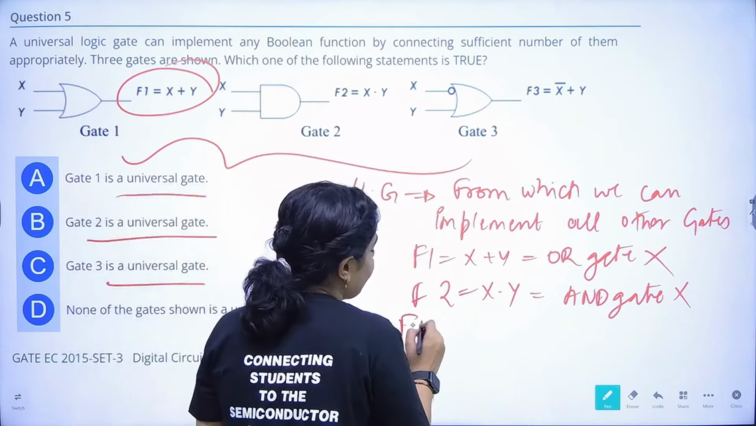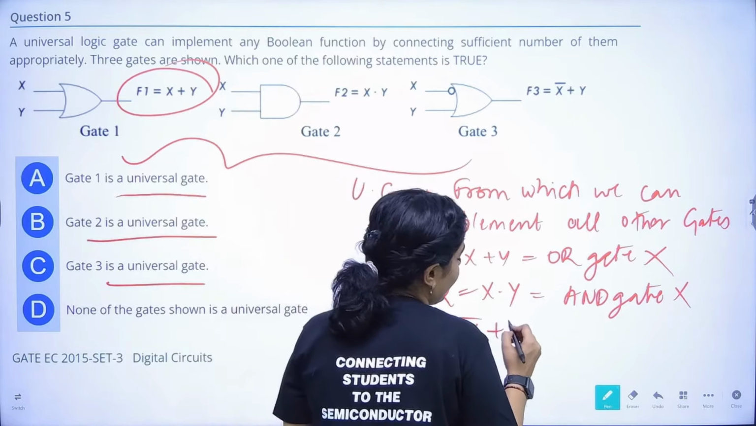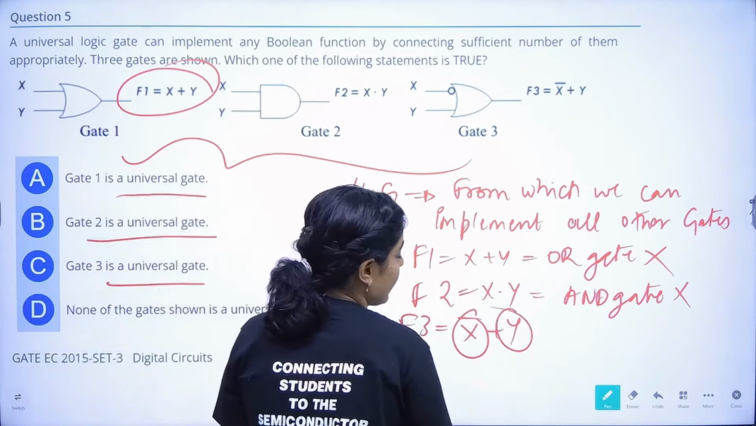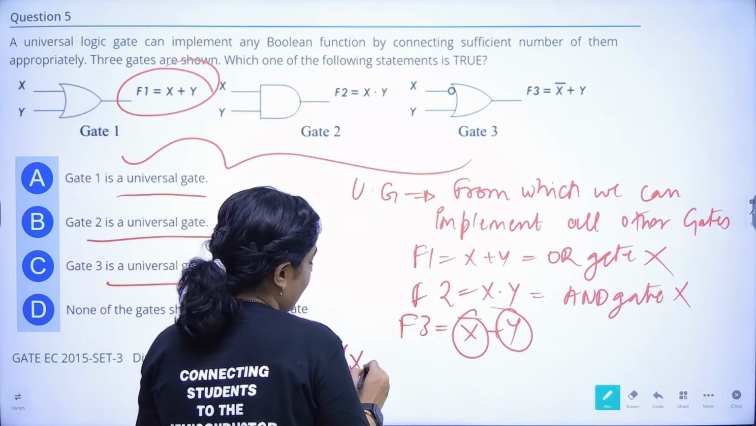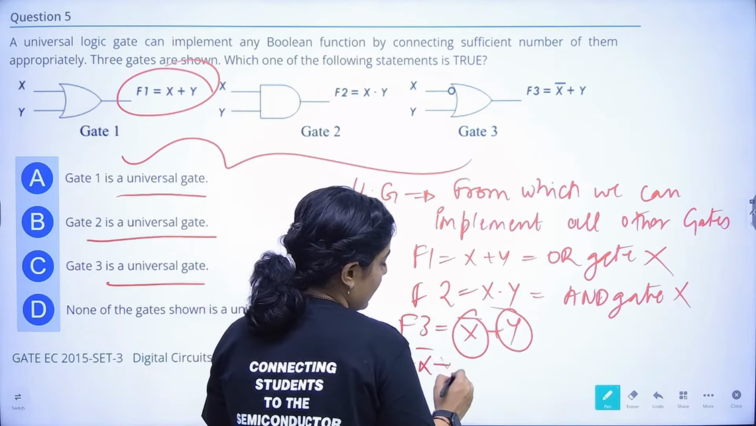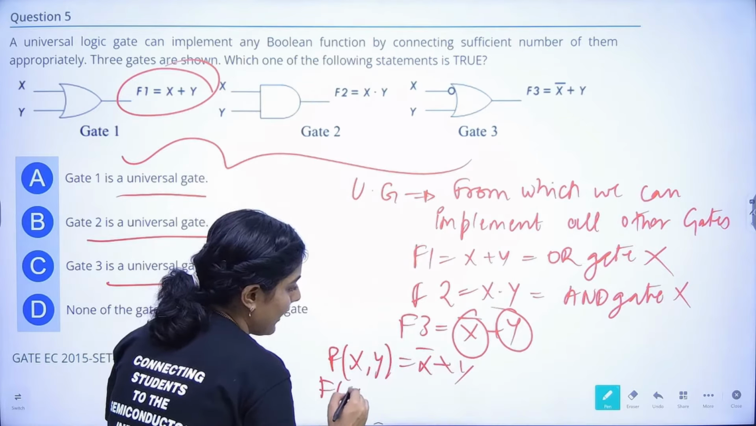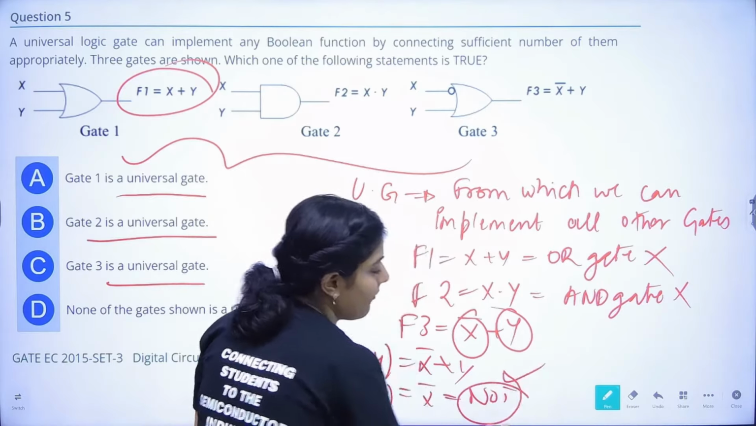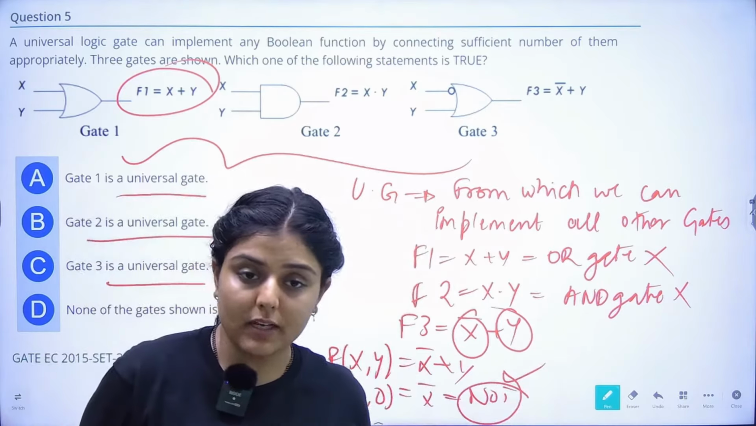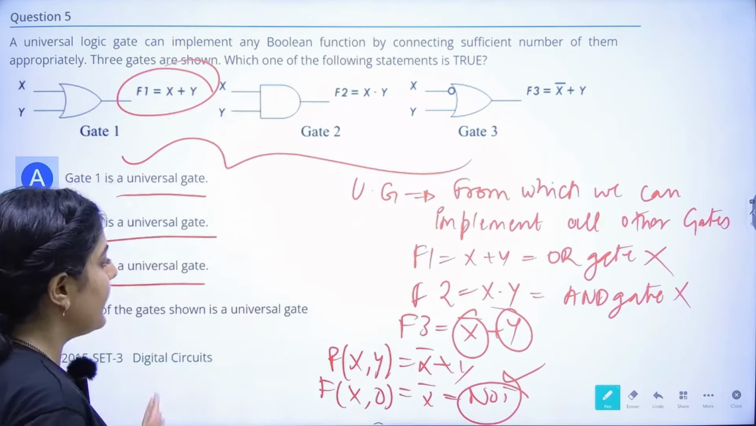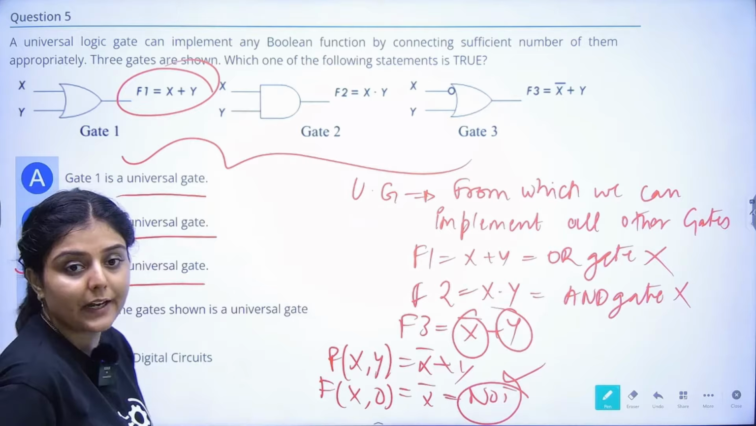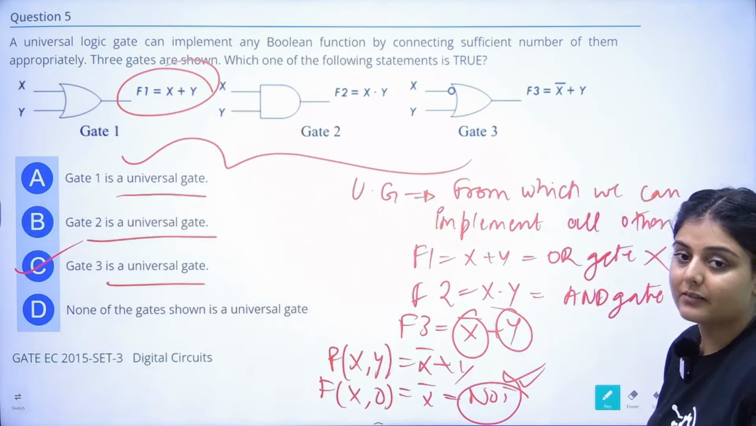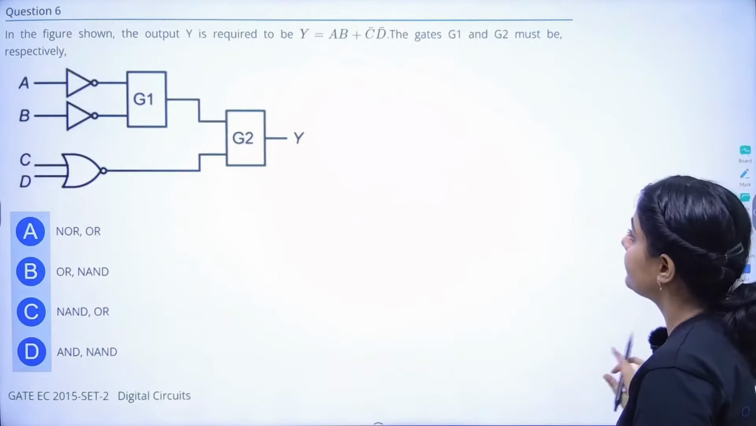F3 is similar to what we solved in the previous question. Now from this I can easily make a NOT gate. Suppose the function xy, if I am writing x 0, that will be just x bar, and we can implement a NOT gate. Now if we have implemented a NOT gate, from that expression we can implement any other gate, right? So yes, gate 3 is a universal gate, which we have already seen. We can implement all the other functions if we can implement a NOT gate, right? Moving on to the next question.